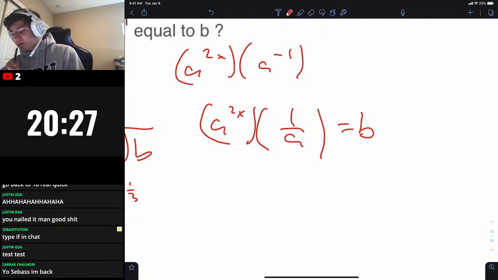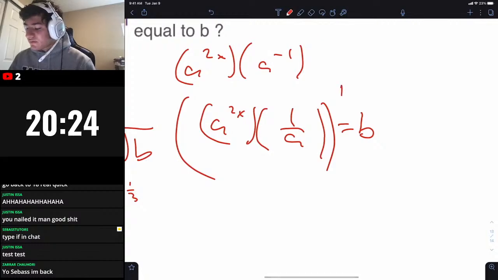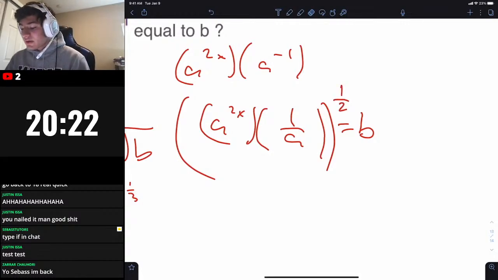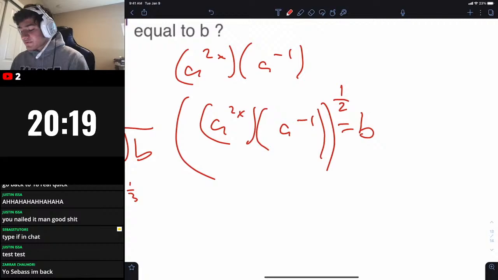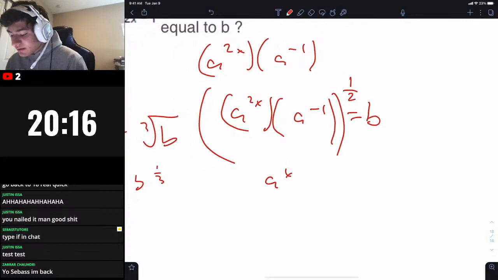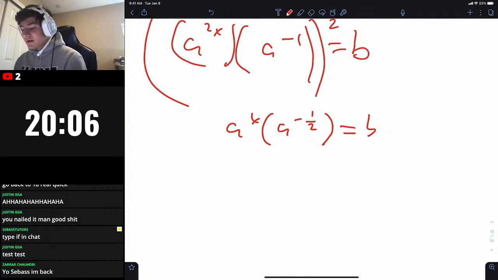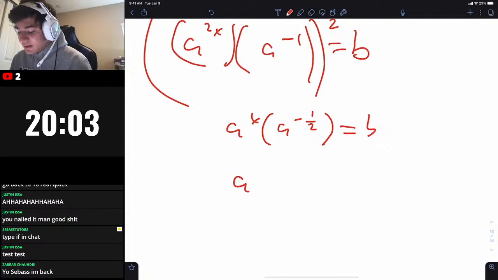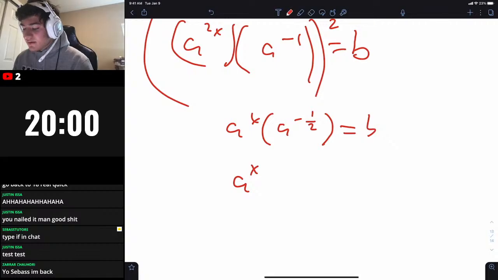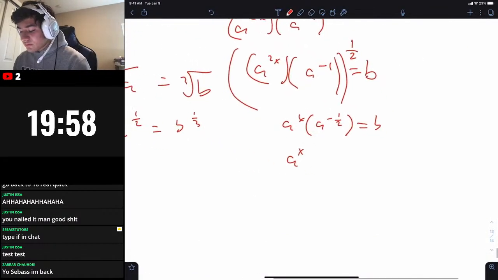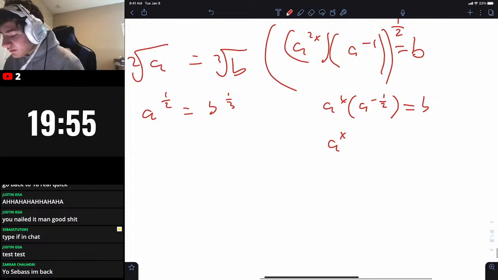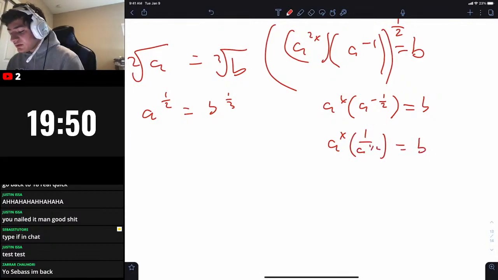Maybe I'm just going to put everything to the 1/2 power. Yeah, I'm going to put everything to the 1/2. I'll try that. I'm just going to keep this as a to the negative 1. Okay, so then what's going to happen? It's going to be a to the x times a to the negative 1/2 equals b. And then if I rewrite this, I get a to the x, and then this is technically 1 over the square root of a. 1 over a to the 1/2 equals b.